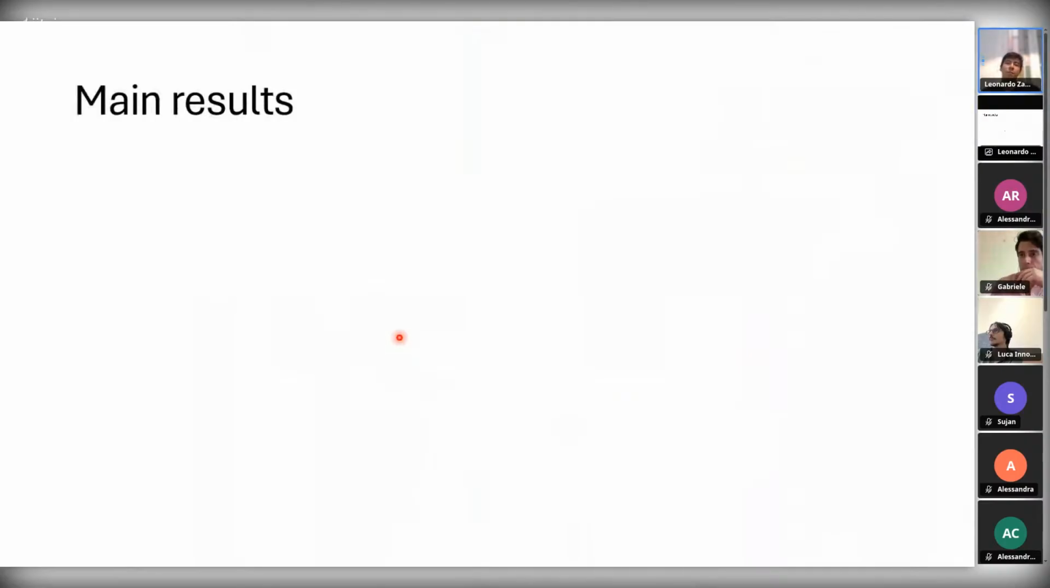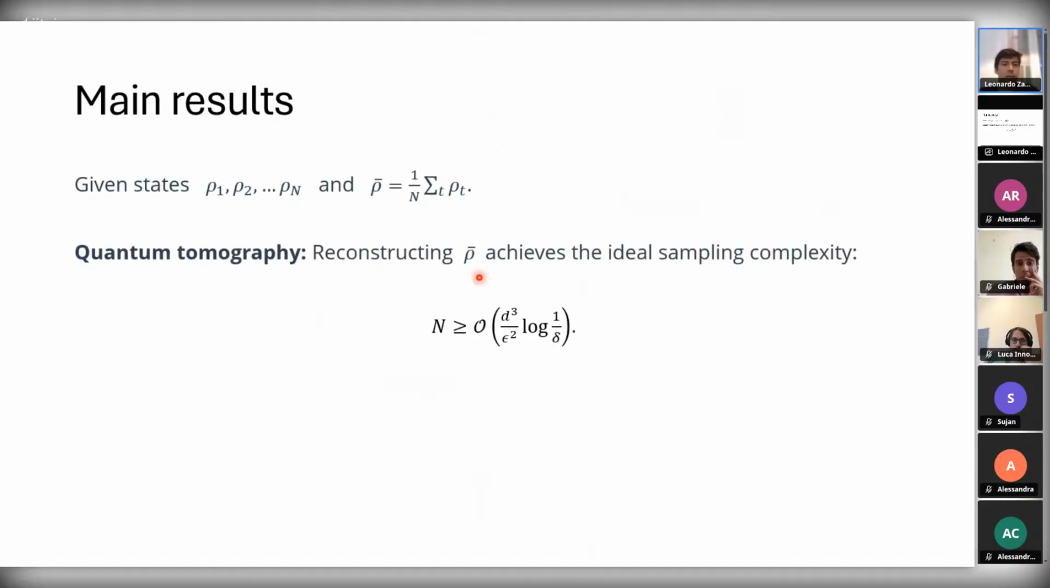Okay, so I'm going to start by giving you the main results of my work right away, which is that dropping the IID assumption in classical shadows and quantum tomography doesn't make the sample complexity worse. So we have a non-IID source that produces an arbitrary sequence of states, and we have the average state of this source. Then for quantum state tomography, we can reconstruct this time average state with precision epsilon in trace distance using this number of shots. And actually, this dependency is optimal. This is the best you can get even in the IID setting.